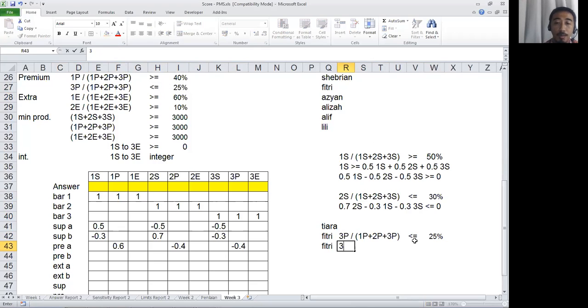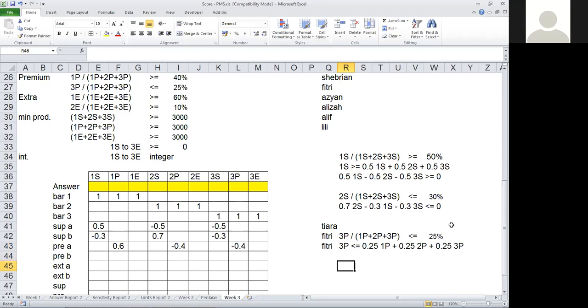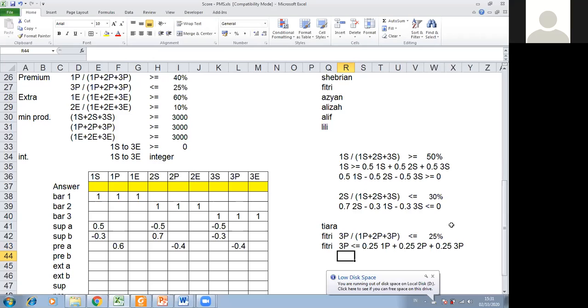Then 3P is less than or equal to... Go to the right. 0.25 1P plus 0.25 2P plus, yes, Ardian, continue, 0.25 3P. Good. Again, Ardian, so the simplest form of this equation is 0.